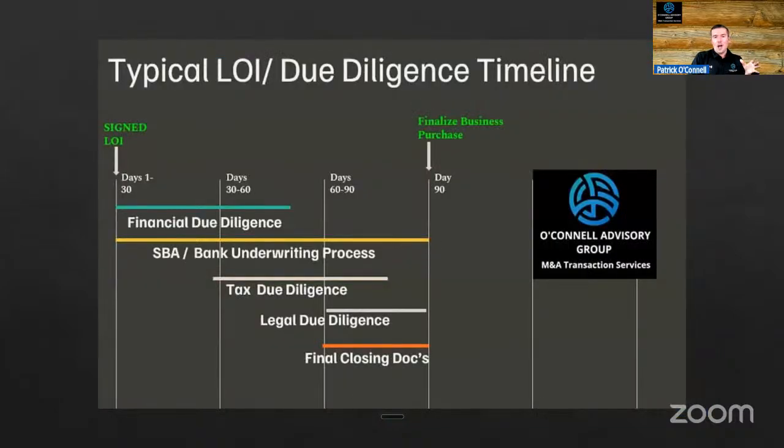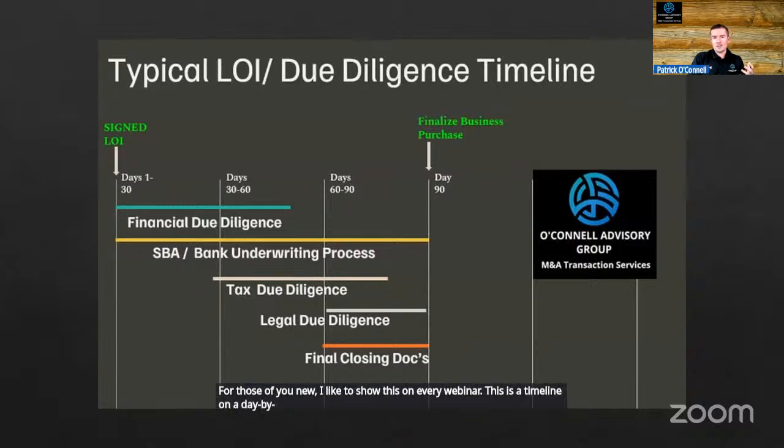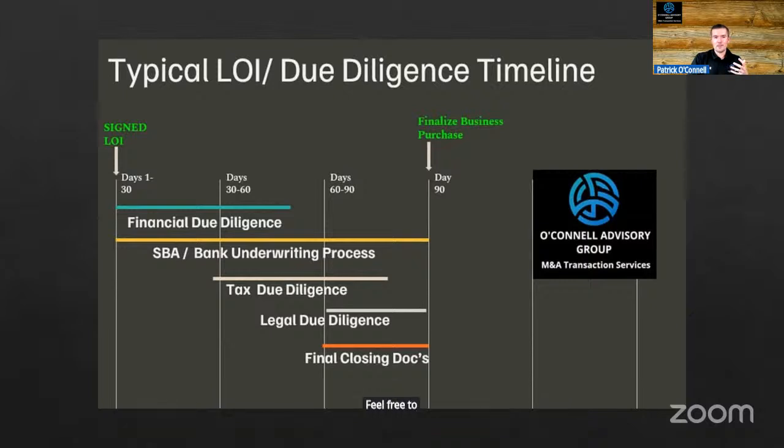For those of you new, I like to show this in every webinar. This is a timeline on a day-by-day basis of what a typical 90-day LOI looks like. Feel free to take a screenshot of this screen and save it on your desktop. I find this very important when I work with clients just to understand what different deal service providers need to start and when. So you'll see once you do have a signed LOI, it's often recommended you kick off financial diligence in the early days of your exclusivity window.